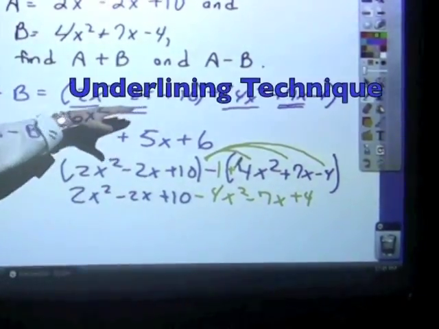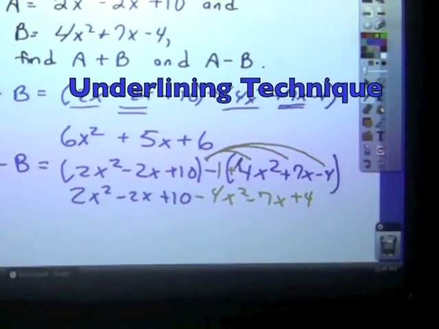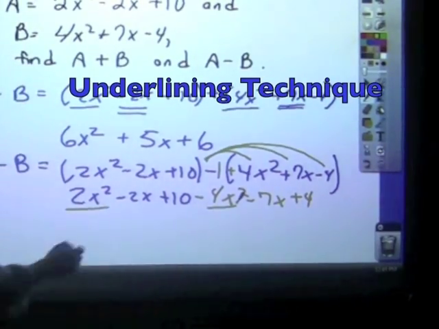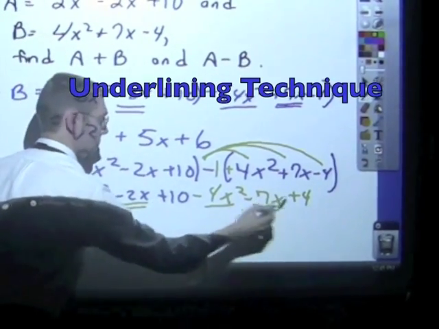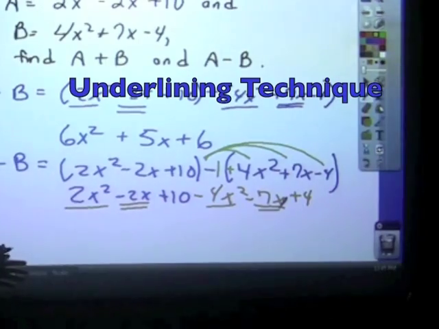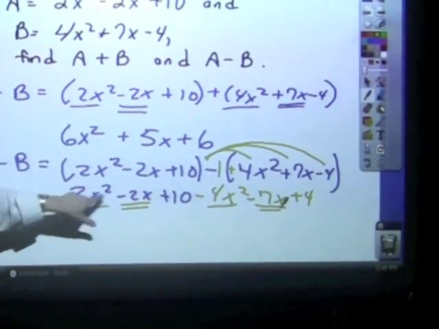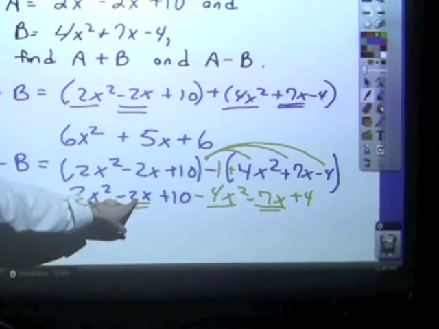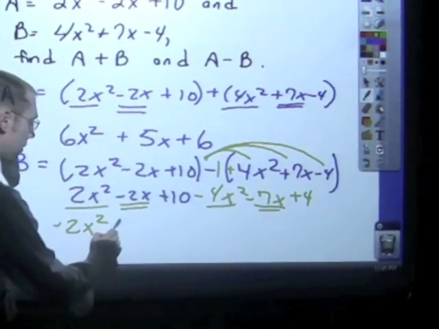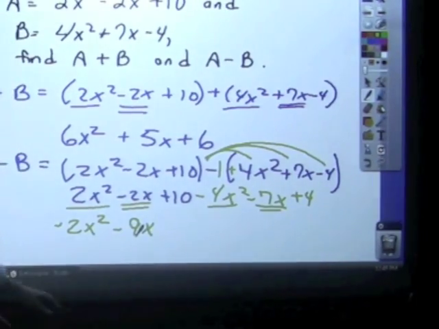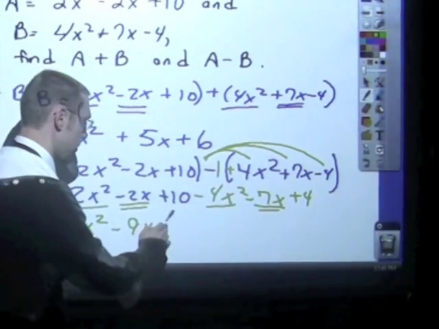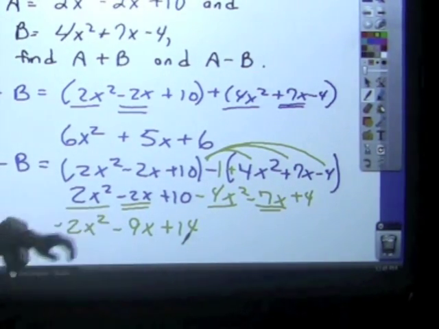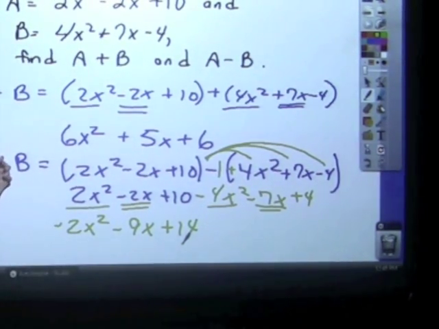Then I'm going to do my underlining technique. Why? Because that saves time. All right? 2x squared, one underline. This is a like term with that. All right? These two are like terms because they both have the x. And the numbers I'm just going to leave alone. So at this stage, what I have is 2x squared minus 4x squared. That would be negative 2x squared. Negative 2x minus 7x. Negative 9x. Okay? Then I have 10 plus 4, which is 14. Getting the final solution of negative 2x squared minus 9x plus 14. That would be simplified. Right?